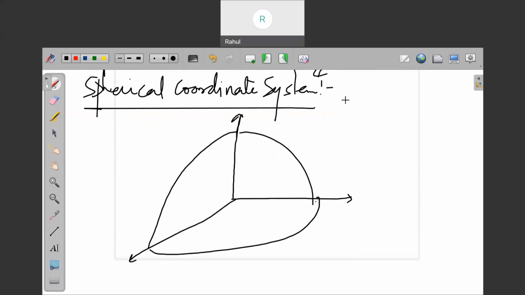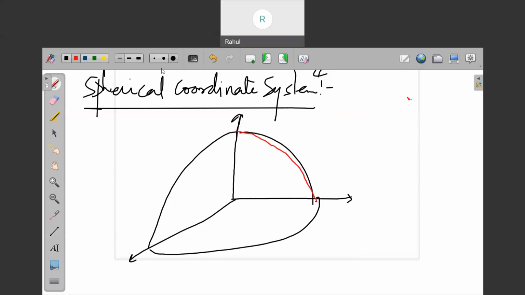So in the Cartesian coordinate system, the reference point was just any point in the space, right? Any point in the space is the reference point. In case of the cylinder, we started with the axes, the cylindrical axes. Here, what we are supposed to do is take one octant of the sphere.